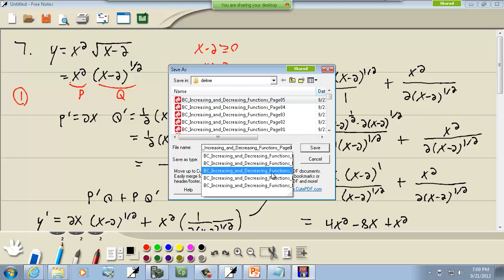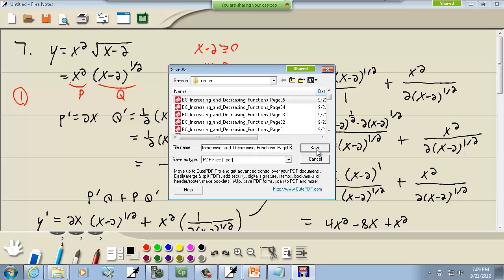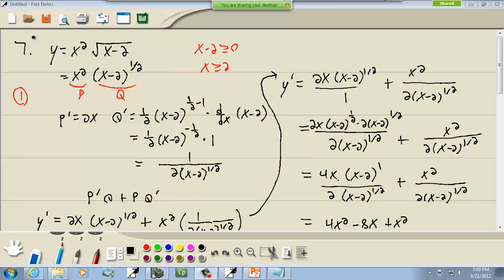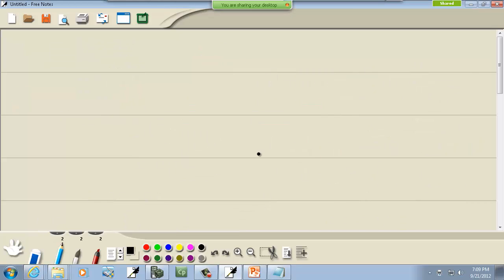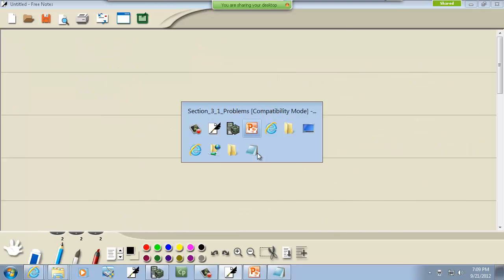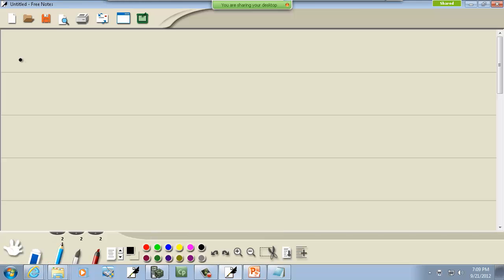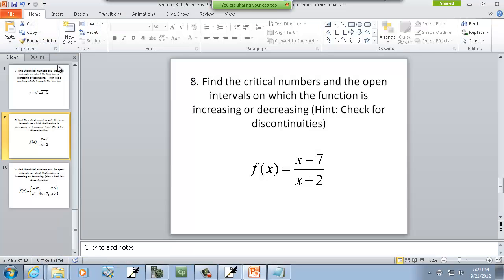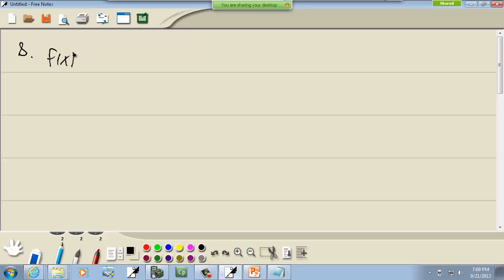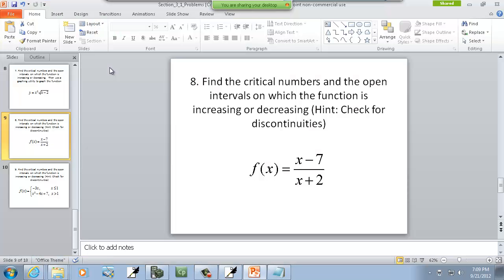We're going to actually see later on in this chapter, we're going to find everything. And finding the domain, finding the intercepts, finding all that actually gives us the true picture of what the graph looks like. Let's take a look at this one. We've got f of x is equal to x minus 7 over x plus 2.